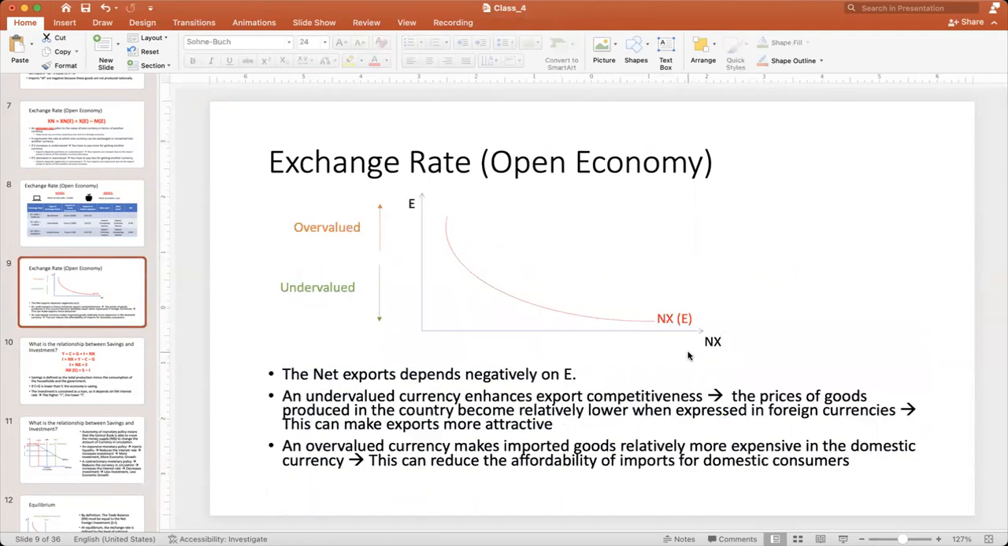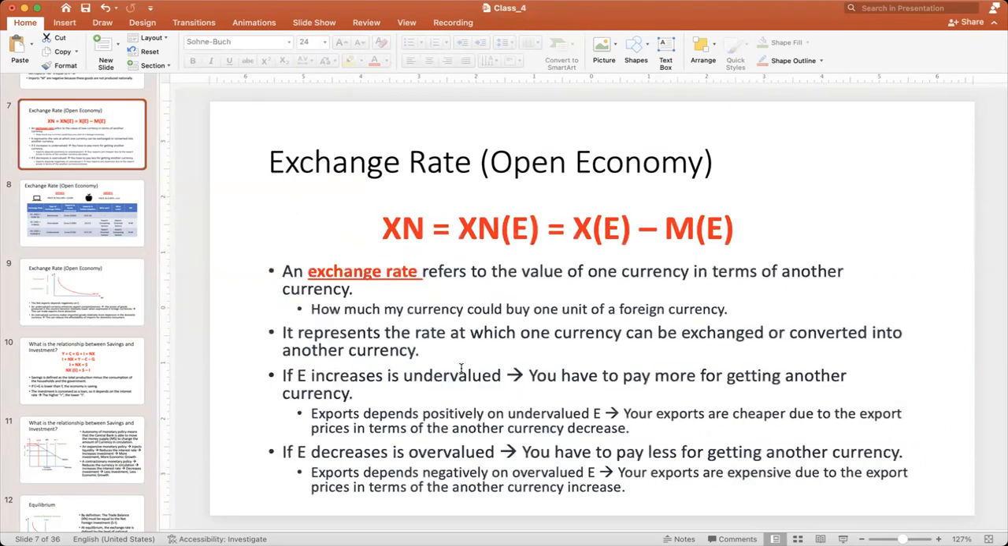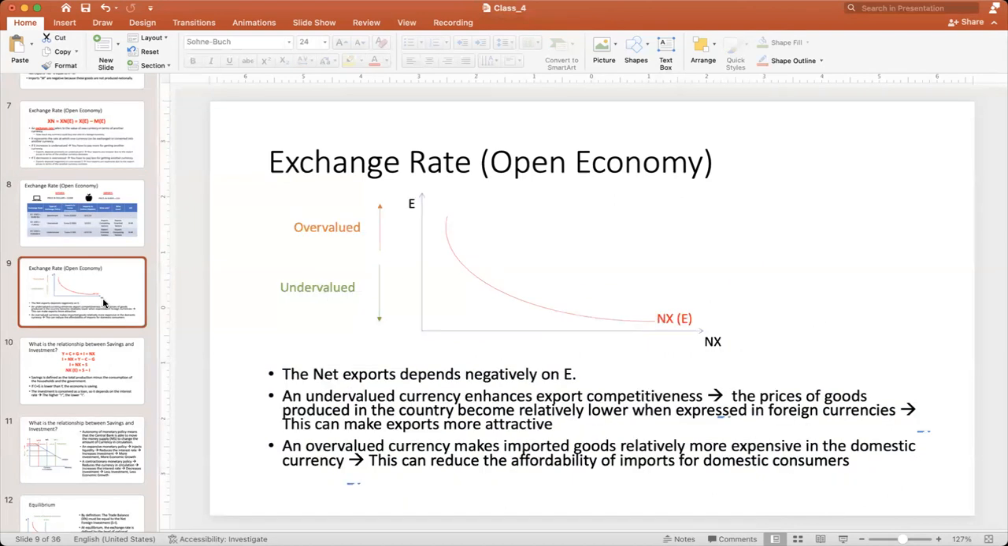Exports will be bigger, and imports will reduce. But if the exchange rate increases, which means that the currency is overvalued, well, remember, we have to pay less for getting another currency, so we are incentivizing the imports and disincentivizing the exports. So that's why when we have an undervalued currency, we are enhancing export competitiveness.